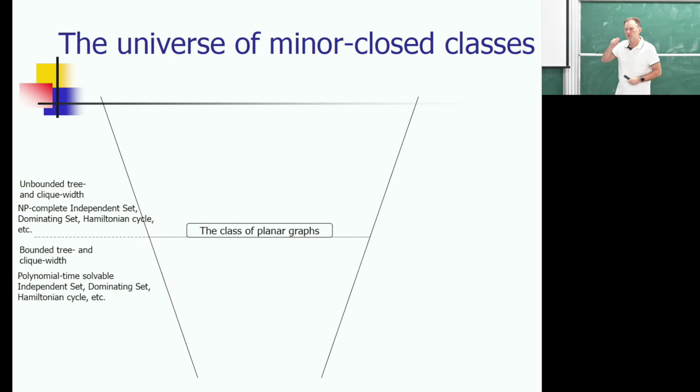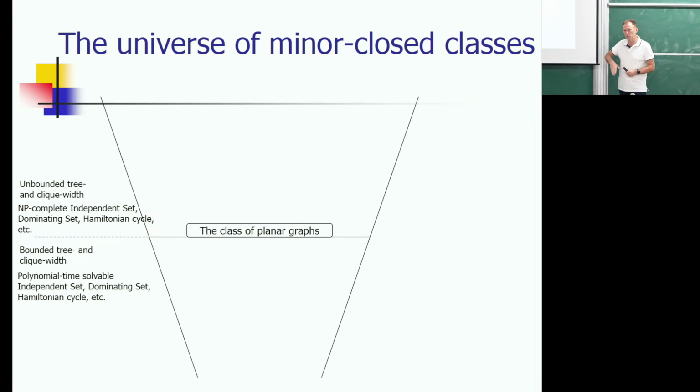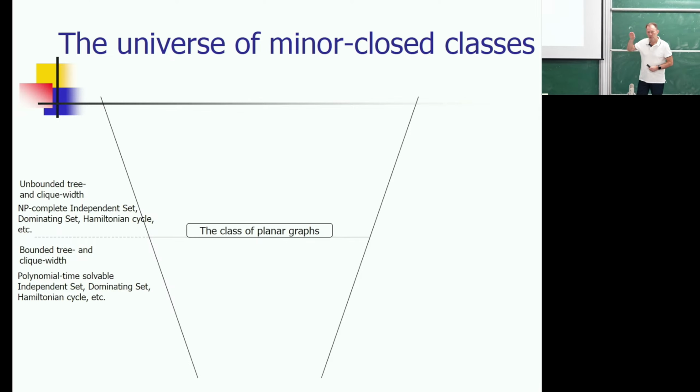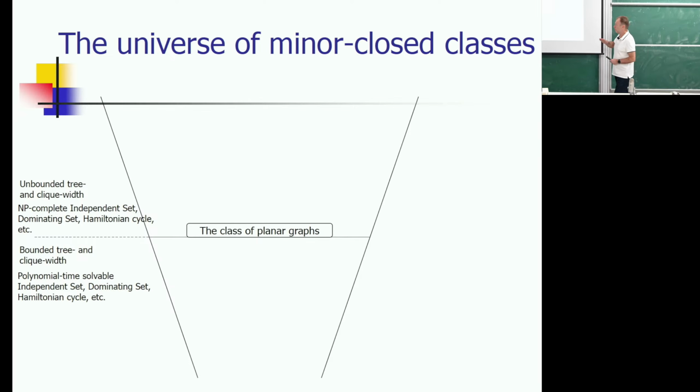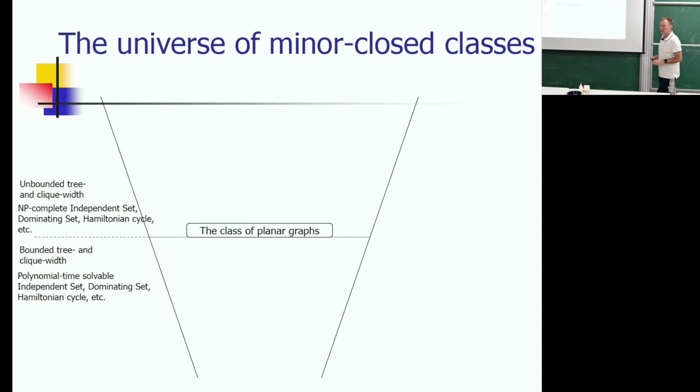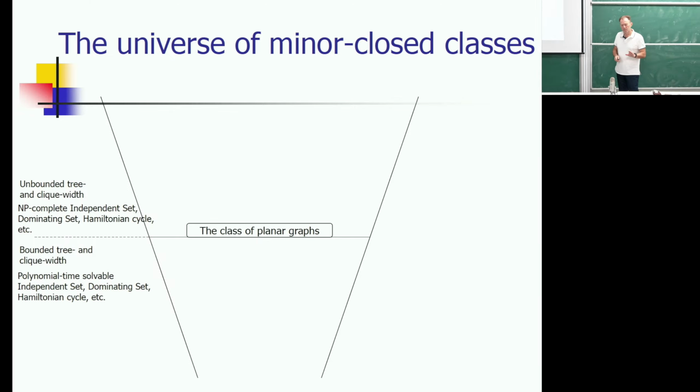On the other hand, if you have a minor closed class of graphs excluding at least one planar graph, then the tree width is bounded, clique width is bounded, and many problems become polynomial time solvable, including all three problems listed here. I will give you a couple more examples of critical classes, trivial examples, but still interesting.